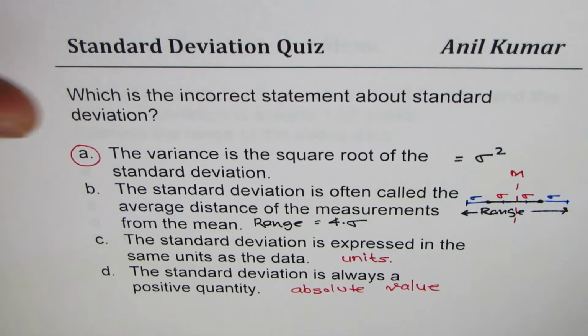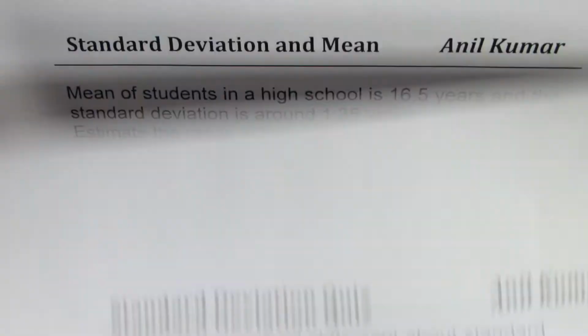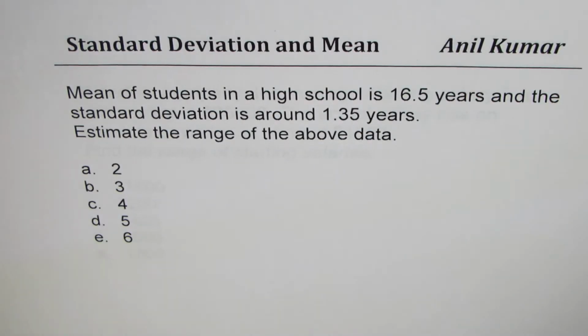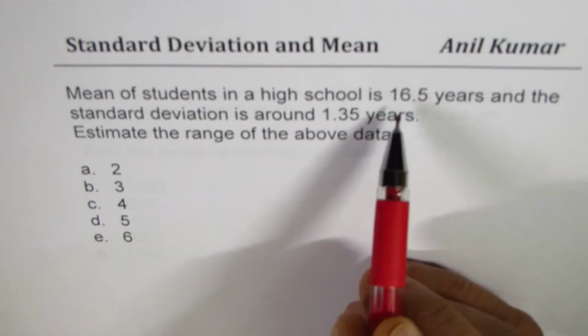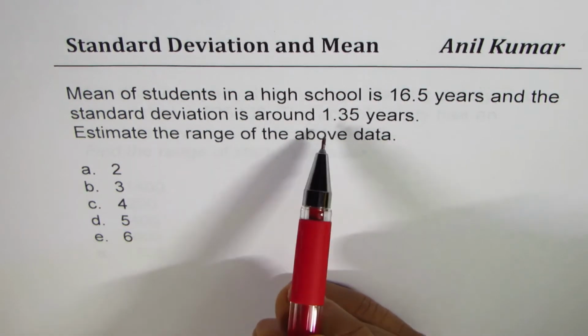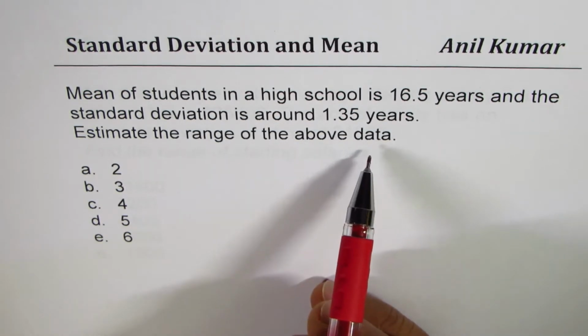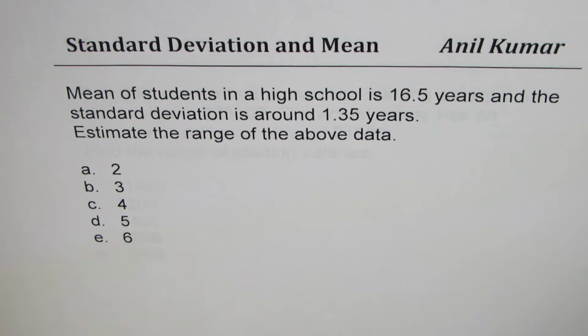So these 3 are very important. That's why I took them up, and I hope most of your questions will be answered by now, but we'll take them one by one. So the next question here is, the mean age of students in a high school is 16.5 years and the standard deviation is around 1.35 years. Estimate the range of the above data. Perfect. So now you understand what I was trying to say, right? You can always pause the video, answer the question. I'll grab the calculator by that time.